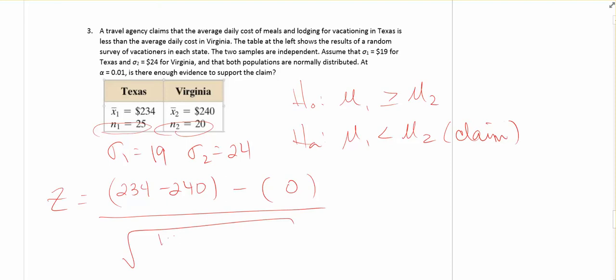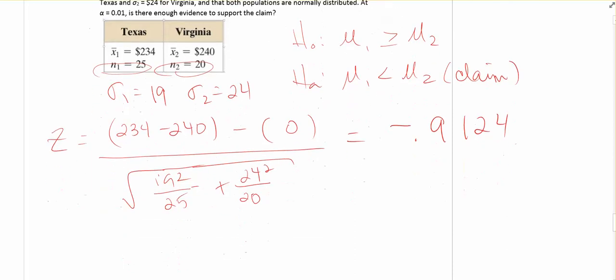The square root is a little nasty. 19 squared over 25. 20 squared over 20, sorry, I need to go back to bed. 19 squared is correct, but I should have put 24 squared over 20. And I need to calculate this z, so find your calculator and crunch the numbers, and let's check and see if we match. So I get negative 0.9124.